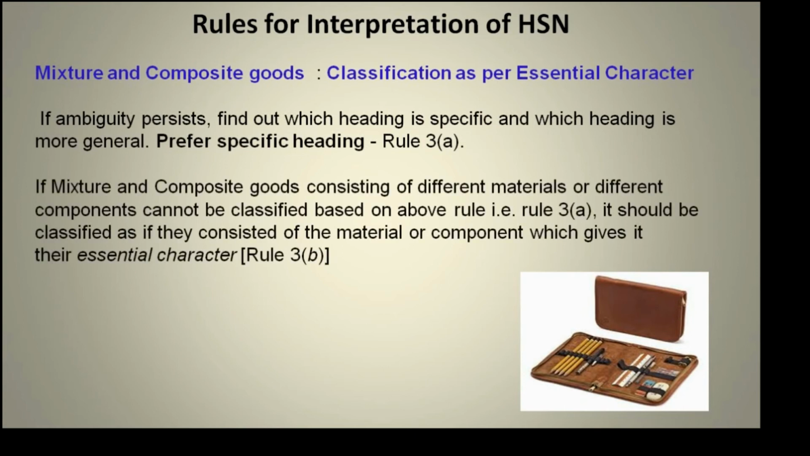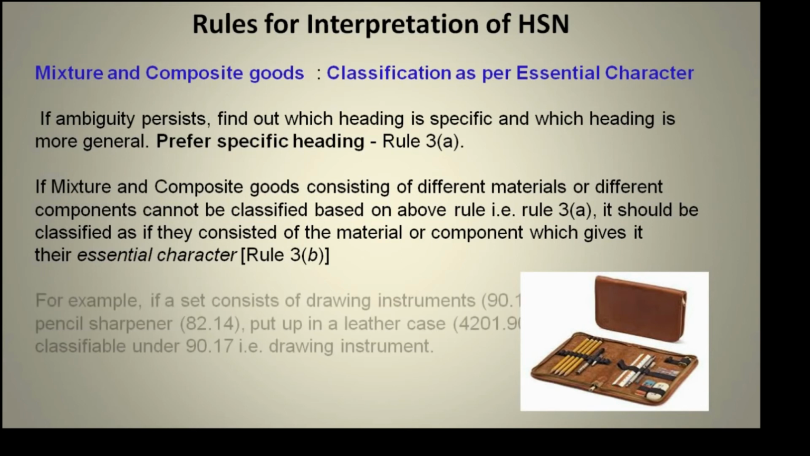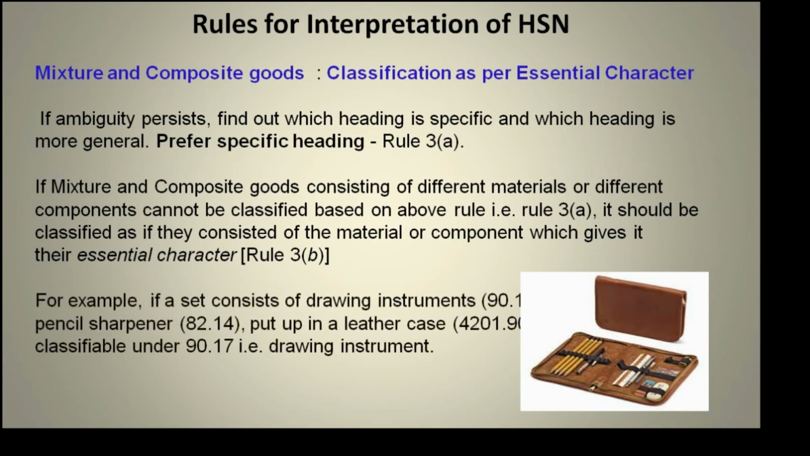If mixtures and composite goods consisting of different materials or different components cannot be classified based on the above rule, that is Rule 3A, they should be classified as if they consist of the material or component which gives them their essential character, as per Rule 3B. For example, if a set consists of drawing instruments, 90.17, and a pencil sharpener put up in a leather case, classify under 90.17, that is drawing instruments.